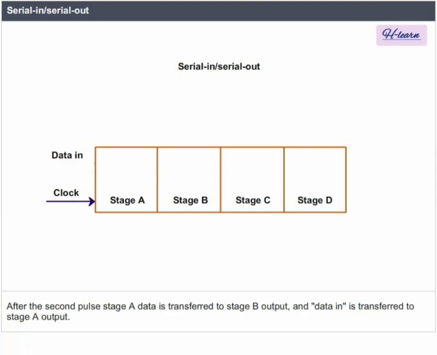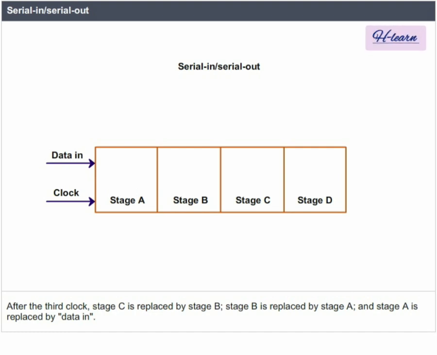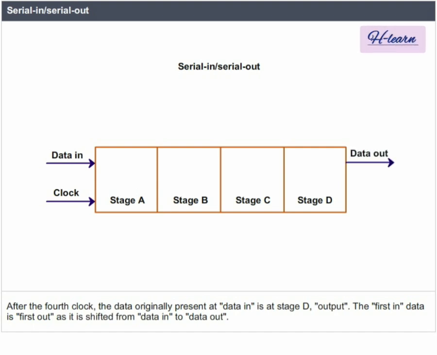pulse. After the second pulse, stage A data is transferred to stage B output and data in is transferred to stage A output. After the third clock, stage C is replaced by stage B, which is replaced by stage A, and stage A is replaced by data in. After the fourth clock, the data originally present at data in is at stage D output. The first in data is first out as it is shifted from data in to data out.